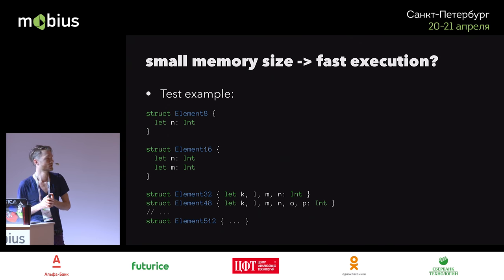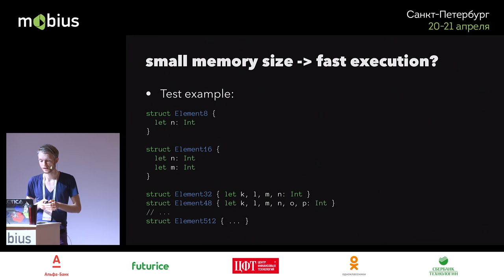To illustrate this, I just defined some very basic structs here. I hope everyone can see this. There's an Element8. I named it 8 because this structure is 8 bytes in size, because an integer here is just 8 bytes. And then there's Element16 and 32 and 48 and 512. So these are 8 bytes, 16 bytes, 32 bytes, 48 bytes in memory, if you would look at these structures. I will show you how to do this later.